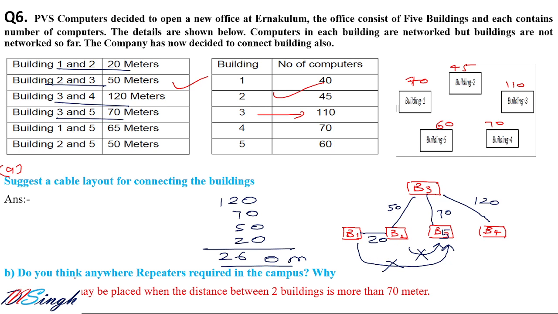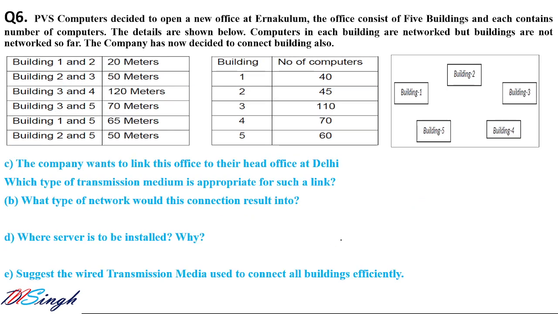Do you think anywhere repeater is required? Yes, in this 120 or 70, both the places we can place the repeater between B3 to B4 or between B3 to B5. I hope you are getting what I am trying to explain. Going to next question. The company wants to link this office to their head office at Delhi.